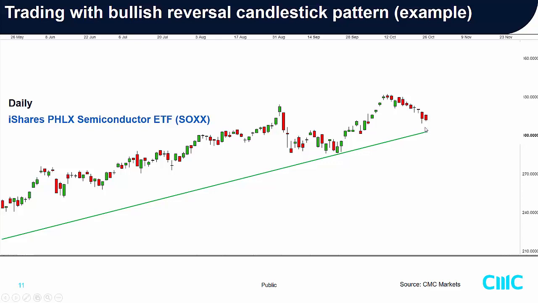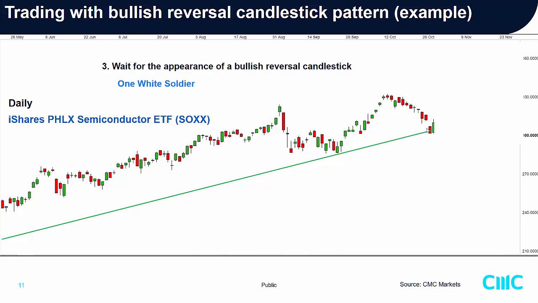The next key step is that we know the price action has started to do a pullback. That means we start to see a series of lower candles that have lower lows. We know it's coming very close to a support level. So we want to wait for the appearance of a bullish reversal candlestick at or near this support level. All right, so now let's patiently wait. Hey, do you notice that we managed to spot a one white soldier over here?